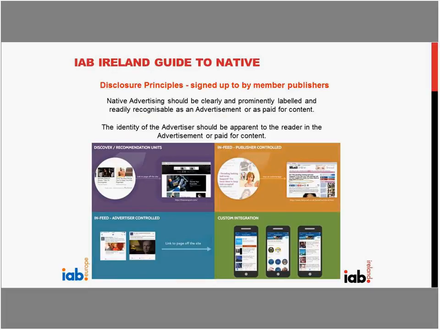And the disclosure principles I mentioned. In our guide, we invited our publisher members, and they all accepted, to sign up officially to these disclosure principles. It's the simple principle of transparency: Native advertising should be clearly and prominently labelled and readily recognisable as an ad or paid for content. And the identity of the advertiser should be apparent to the reader in the advertisement or paid for content. They signed up to that. And the examples you can see below were all local examples, showing the different types of Native advertising from here.